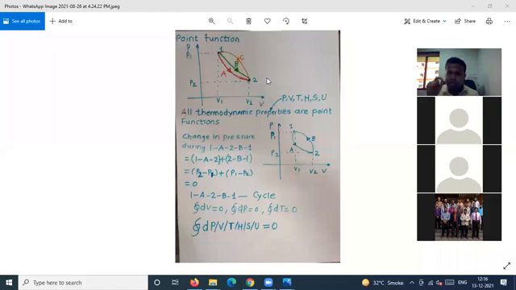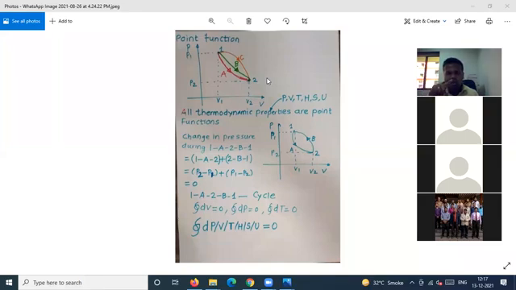So I will get the same value of pressure, the same value of volume, the same value of temperature. Whether it's path A or path B or path C, I need to reach the same point. That's why properties like pressure, volume, temperature, enthalpy, entropy, internal energy are all called point functions, because these properties do not depend upon path. They simply depend upon the point or state.